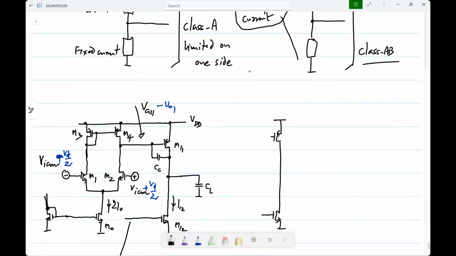This is the output structure, and you can think of it as a PMOS common source amplifier with an NMOS active load, or an NMOS common source amplifier with a PMOS active load, depending on which side bias you keep fixed, and which side you apply the signal. If you apply the signal here, it's a PMOS common source amplifier. If you apply the signal there, it's an NMOS common source amplifier.